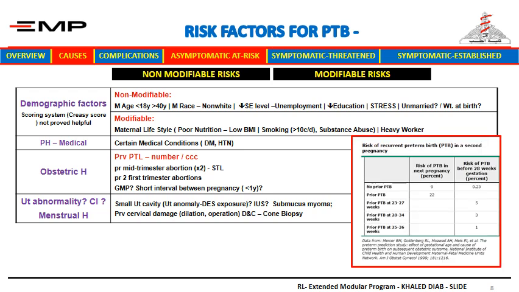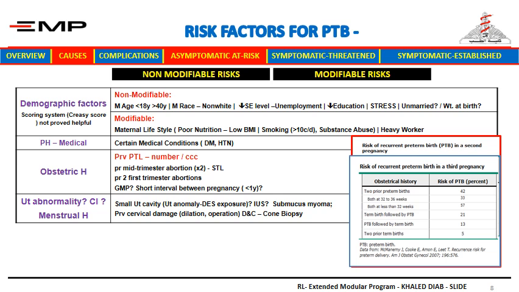Previous preterm labor is the most important risk factor for repeated preterm birth. Shown in the following table is the recurrent risk in the second pregnancy. Also shown is how the risk is markedly increased in the third pregnancy.